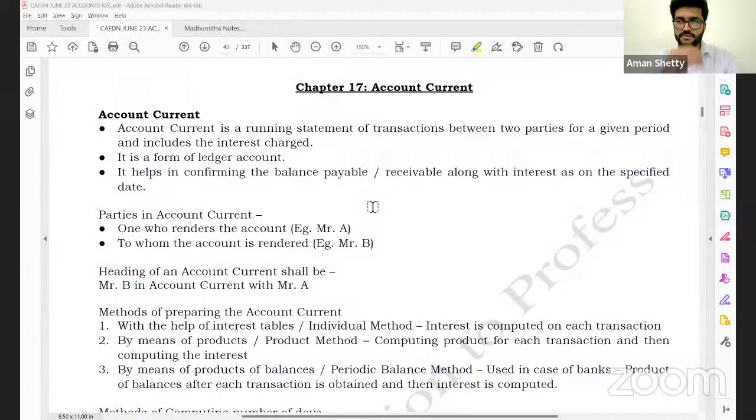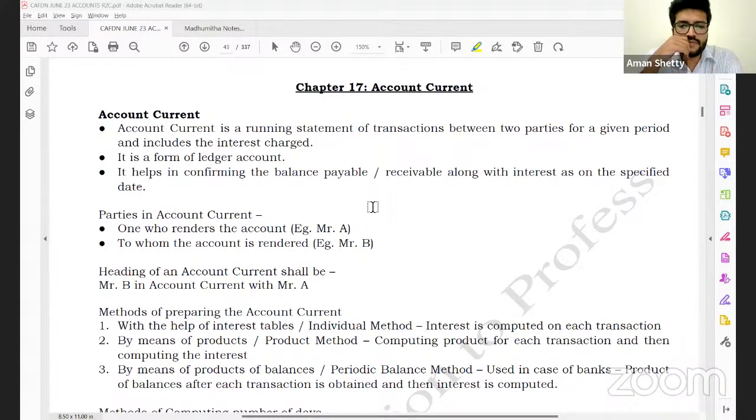Account current is a running statement of transaction between two parties for a given period and includes the interest charged. It is a form of ledger account. Helps in confirming the balance payable, receivable along with interest as on the specified date.